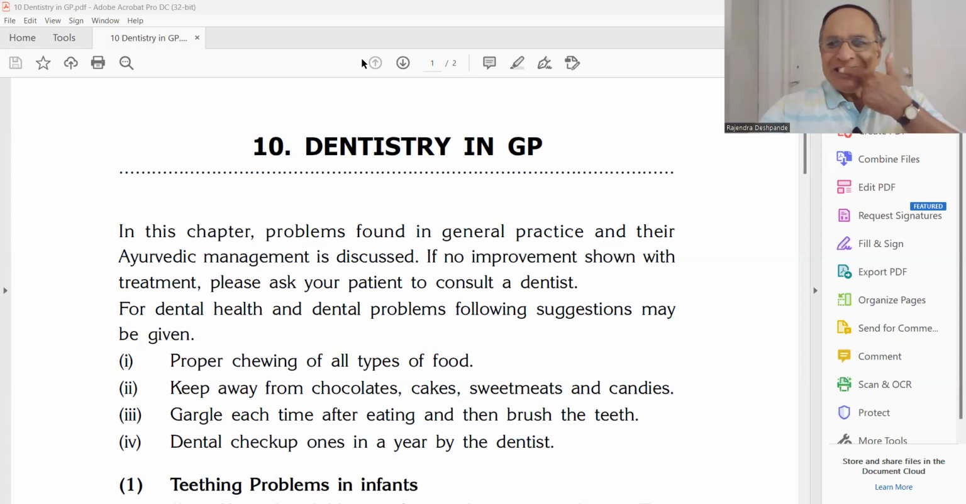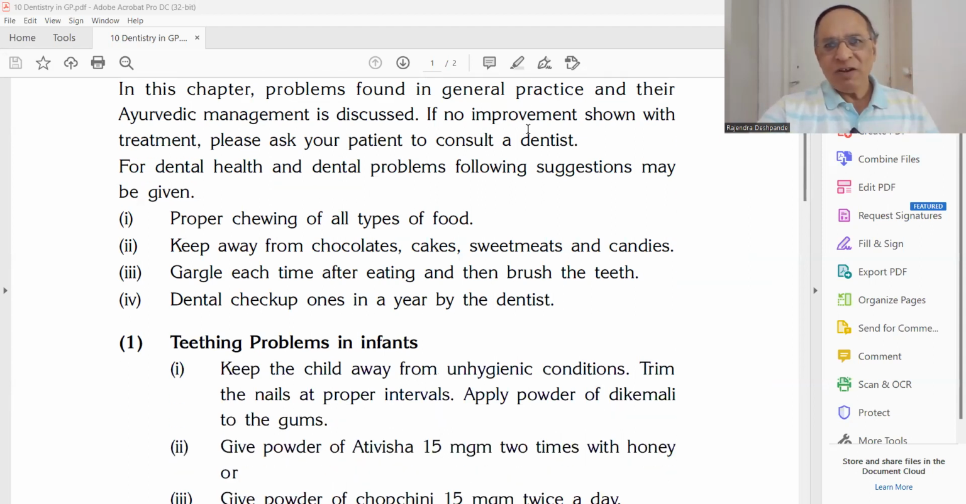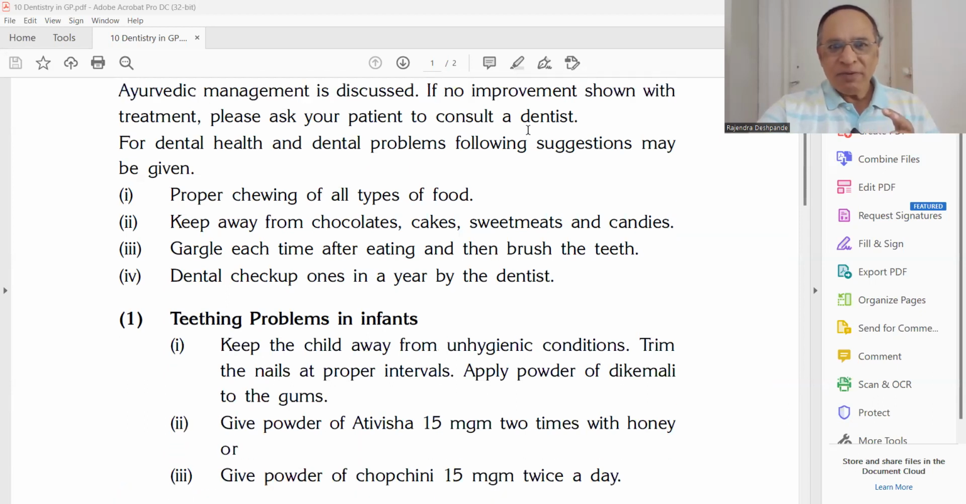We have started the serial Ayurveda in GP, Ayurveda in general medical practice, and today's topic is dental problems, dentistry in general medical practice: some important problems, causes, investigations, and Ayurvedic treatment. In this discussion, we are going to cover Ayurvedic management of dental problems. But if there is no satisfactory improvement with this treatment, then the general practitioner's duty is to refer to the specialist, that is the dental surgeon.